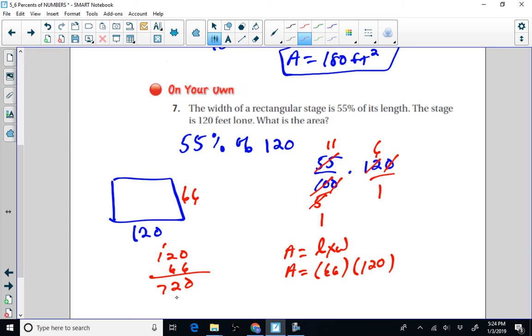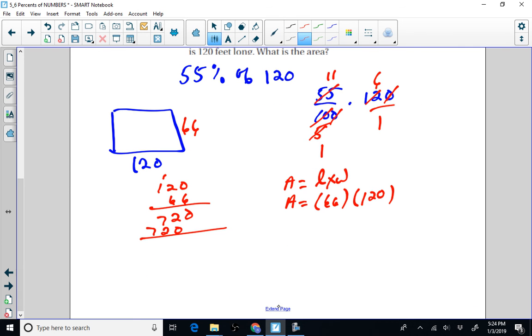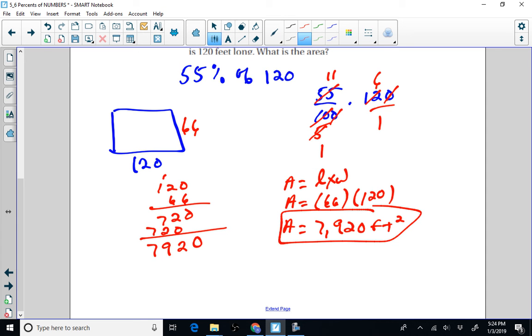So that's also going to be 0 to 7, right? I have to add that together. So that's going to be 0, that's going to be 2, that's going to be 9, that's going to be 7. So the area is equal to 7,920, and these are going to be square feet. All right?